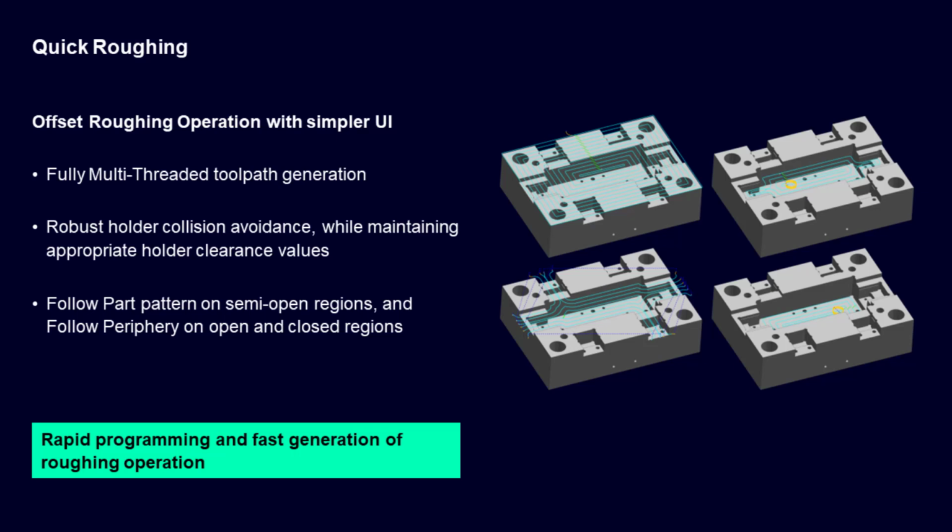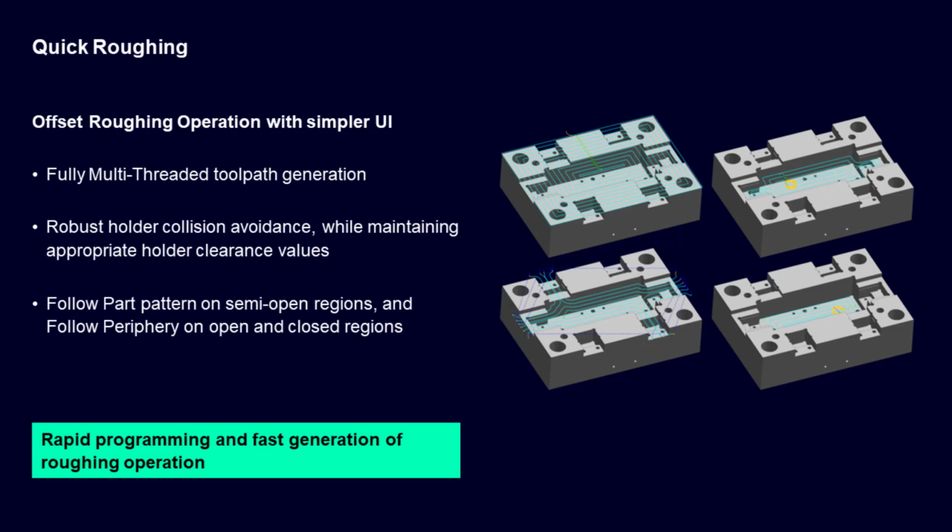The operation requires part body and blank input. The operation generation is fully multi-threaded. It has a very robust holder collision avoidance where it maintains the specified clearance values accurately. The cut pattern is automatically defined based on the geometry region. For fully open or closed regions, it is using follow periphery, and for semi-open regions, it uses follow part.